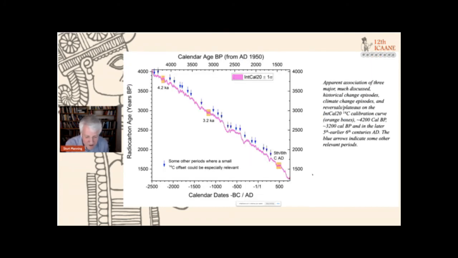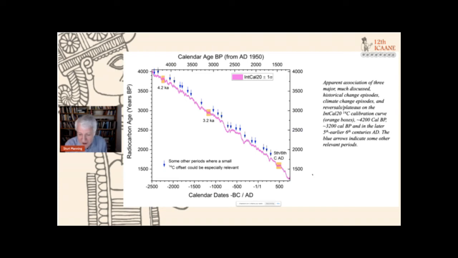Three last examples illustrate the relevance of the topic. One, the period around the 4.2 climate change episode linked with the end of the Akkadian Empire. Two, the 3.2 Ka climate change period around the end of the Late Bronze Age. And three, the 5th to 6th century AD period linked with major climate and so-called political changes linked with the Late Antique Ice Age. In each case, you spot they are on one of these conspicuous plateaus in the radiocarbon calibration curve, which would maximize the effect of a radiocarbon offset in the East Mediterranean Middle East region.